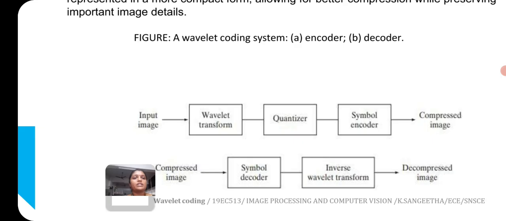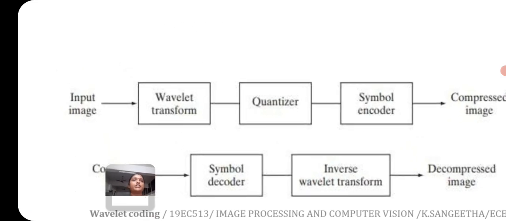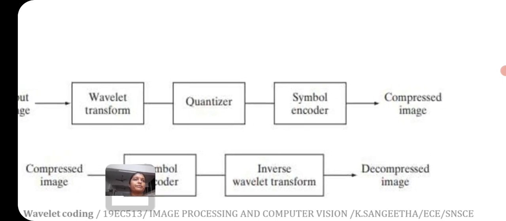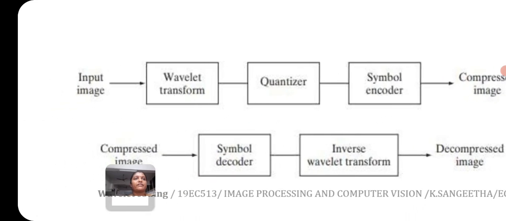And the last one is arithmetic coding. It compresses the data into a single fraction, offering better efficiency than Huffman. So the output of the symbol encoder is a compact compressed bit stream representing the image data in an efficient manner. The compressed data is then given to the symbol decoder. The main function of the symbol decoder is to reverse the process performed by the symbol encoder. It decodes the compressed bit stream into quantized wavelet coefficients.